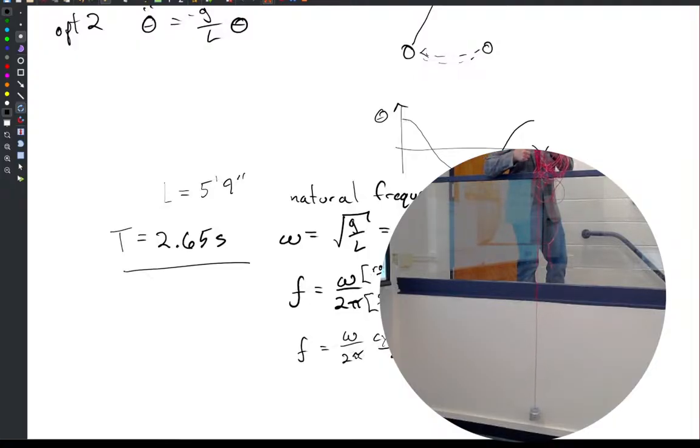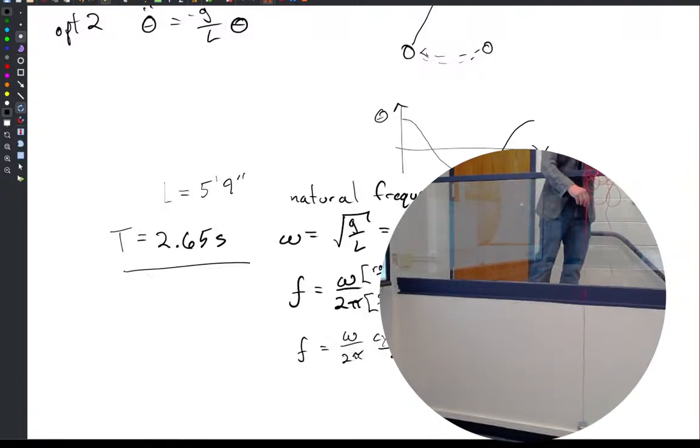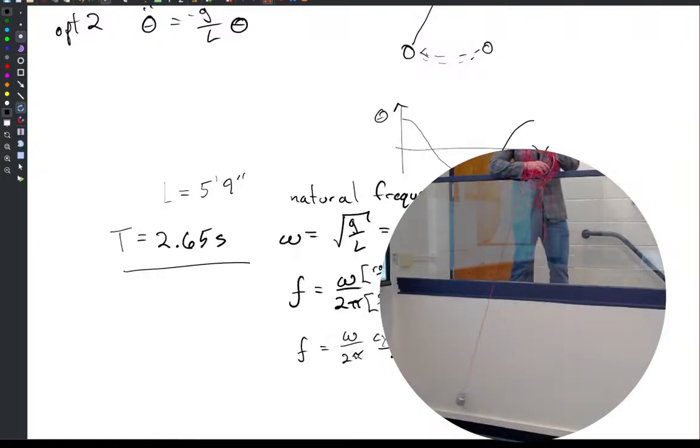How many timers do we have? 1, 2, 3. All right, so what I'll do, we'll get it start swinging, and then we'll start counting once it gets up to the top somewhere. Okay, ready?